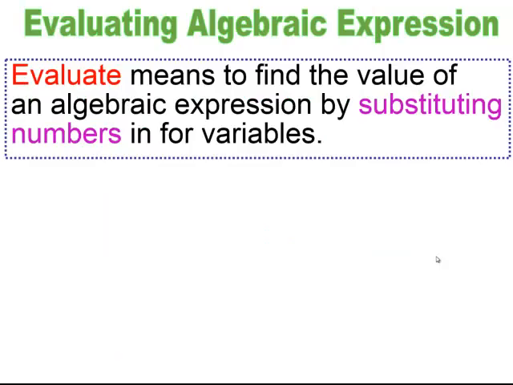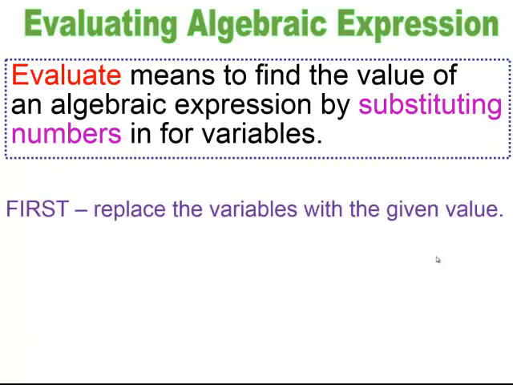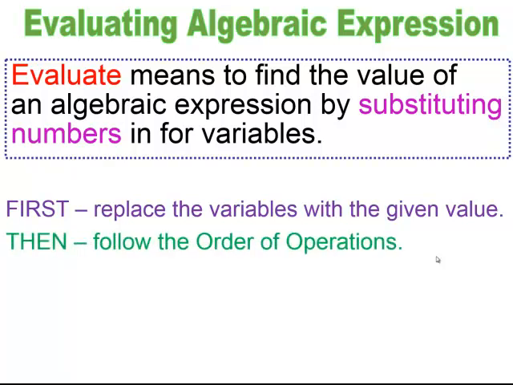This next part is evaluation. And evaluation means to find the value of an algebraic expression by substituting in numbers into or for the variables. So the first thing you're going to do is take whatever the values that are given for the variables and plug them into the expression. Then you're going to have an order of operations. So evaluation uses order of operations. So it's very important that you understand order of operations in order to do evaluation.